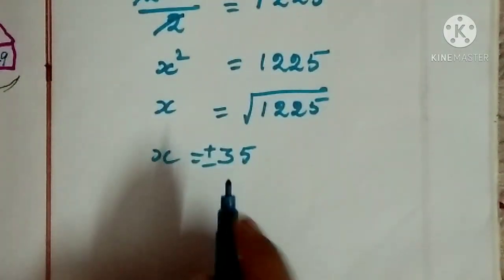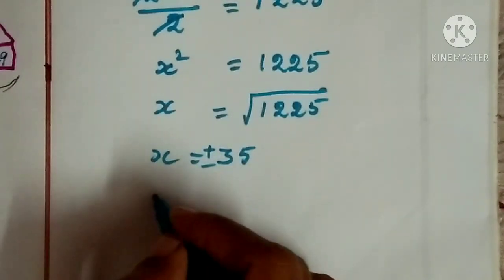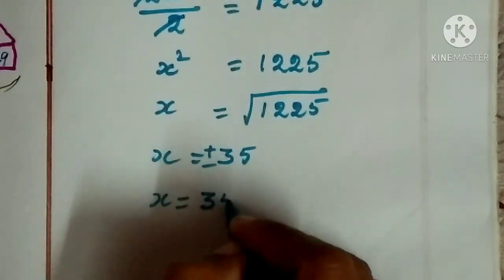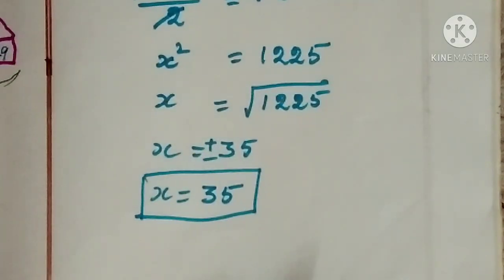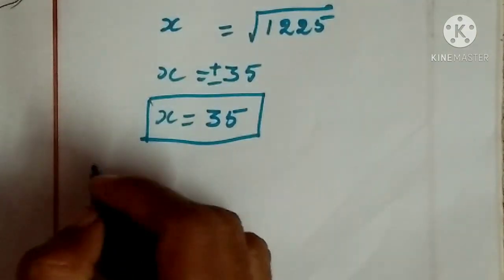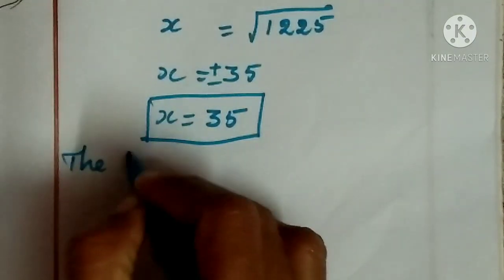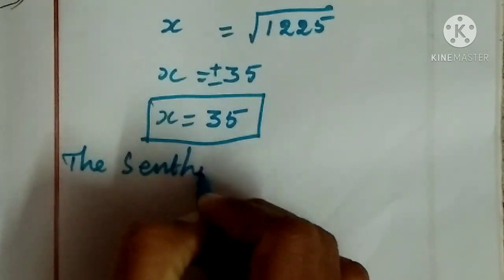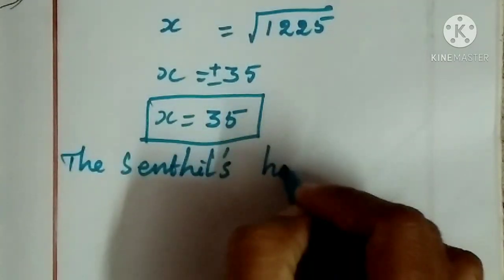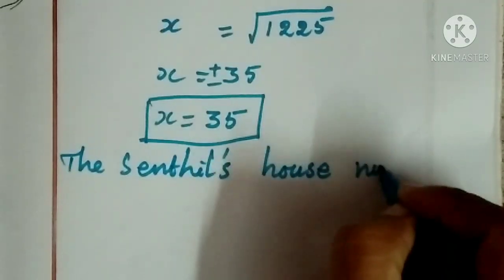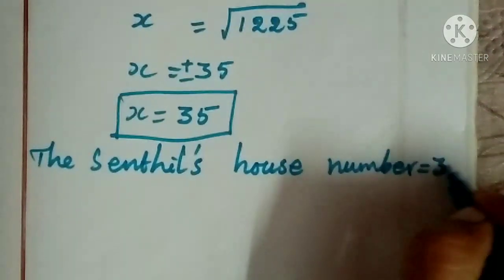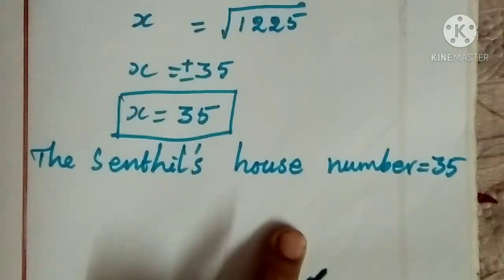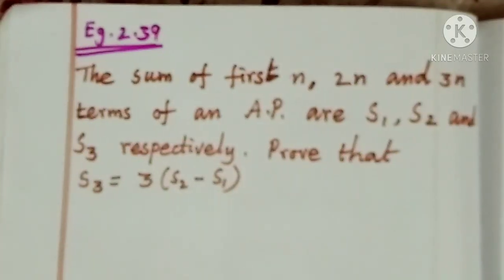But a house number can never be negative. Therefore, x is equal to plus 35 is the answer. The value of x is plus 35. Hence, Senthil's house number is equal to 35. This is the answer for this question. Let us see the next example 2.39.